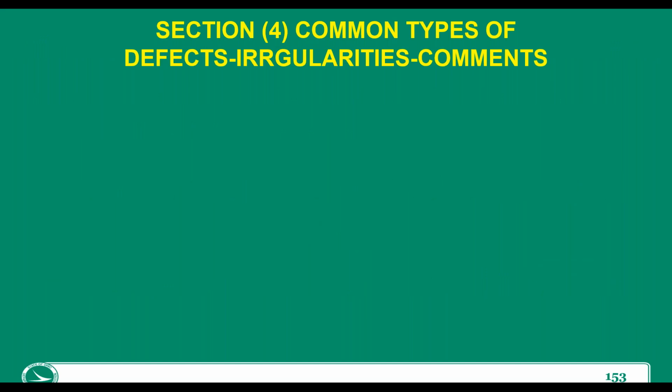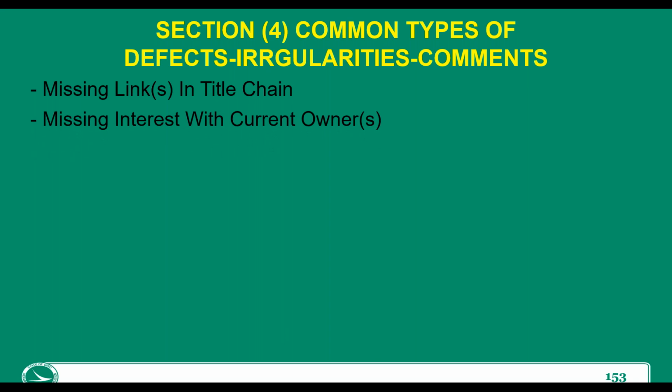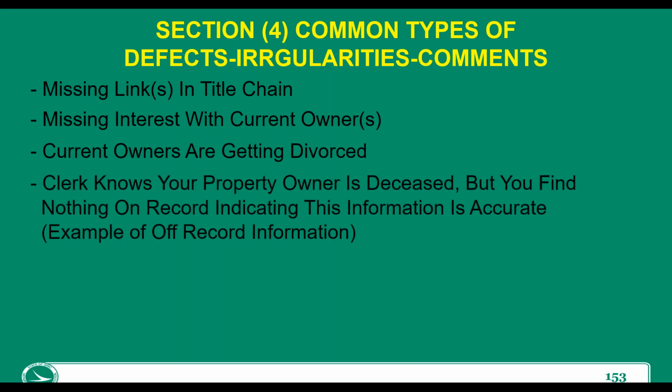Section 4, comment types, irregularities, defects, and comments. These are some of the things you're going to run into. Missing links in the chain, missing interest with current owners. Current owners are getting divorced. The clerk knows your property owner is deceased, but you find nothing on record indicating this information is accurate.